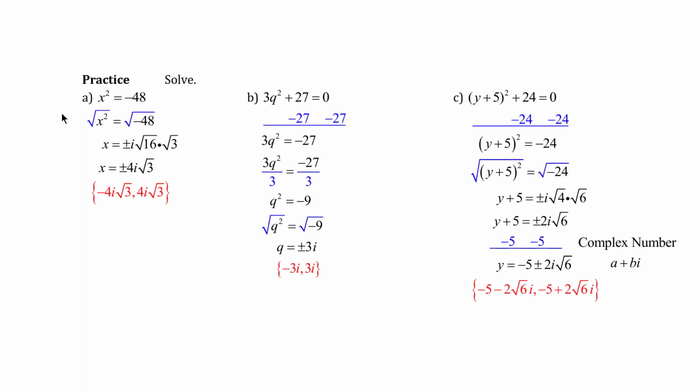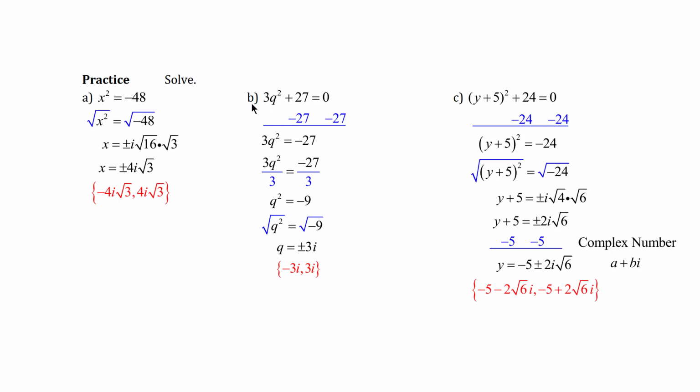Alright, so let's get started with part A. So the first step is to take the square root of both sides of the equation. Taking the square root of x squared, we get x. Taking the square root of negative 48, we get plus minus i root 16 times root 3. The result is x equals plus minus i root 16 times root 3. Next, we take the square root of 16, which is 4. The result is x equals plus minus 4i root 3. Next, we write our final answer in set notation. So I have a set of curly brackets, and then we have negative 4i root 3, comma 4i root 3 on the inside.